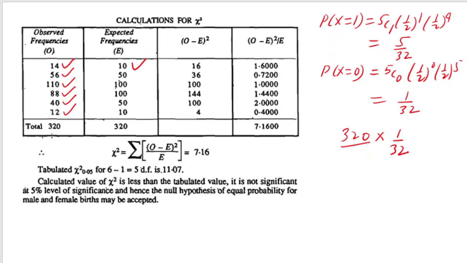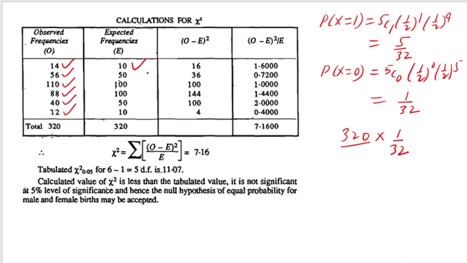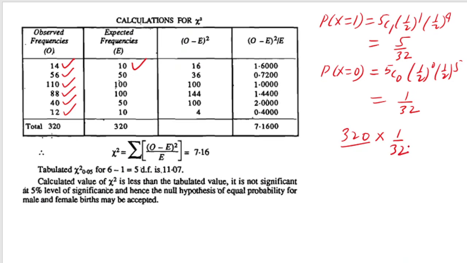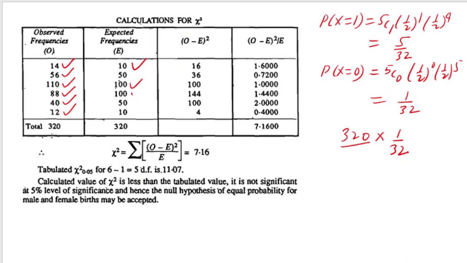Then it will have 4 boy children, that is 5 by 32. So 5 by 32 into 320 will be equal to 50. The probability of 3 is 10 by 32, so it will be 10 by 32 into 320 is equal to 100. Probability for 2 boy children is also 10 by 32, so that will also be equal to 100. And for 1 boy child, 5 by 32, so it is again 50. And it is 1 by 32, so again it is equal to 10.